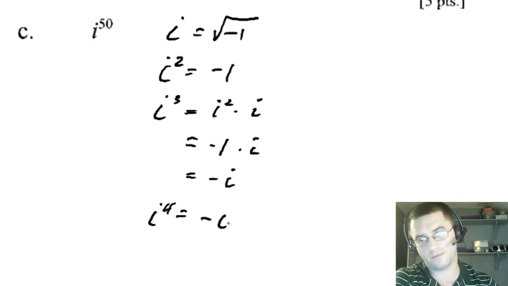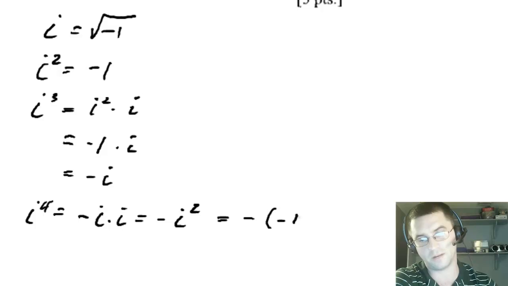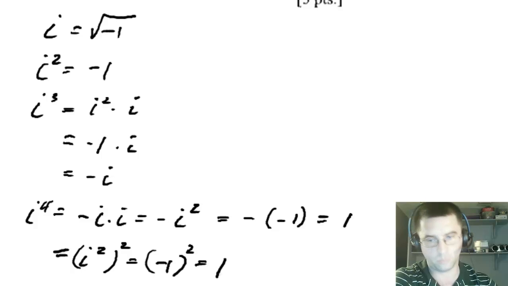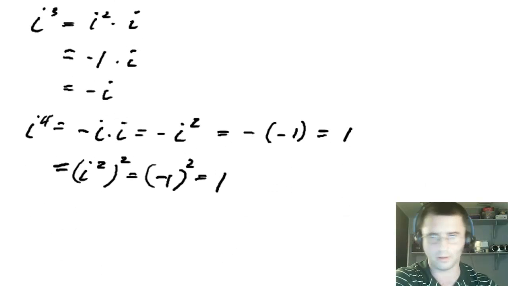Then you'd have negative i times i, which is negative i squared, but i squared is negative 1, so it'd be negative negative 1, which is 1. Or you could say that i to the fourth is i squared squared, which is negative 1 squared, which is 1. So i to the fourth is 1, either way you look at it. Well, what's i to the fifth? i to the fifth, where's my pen?